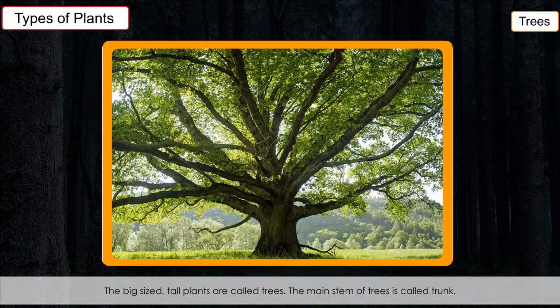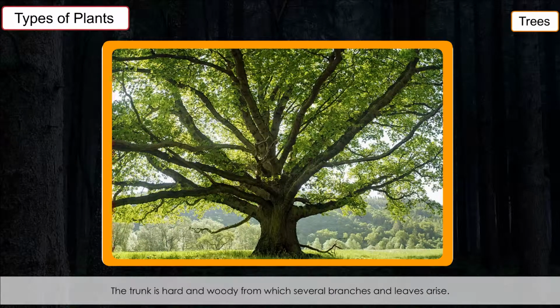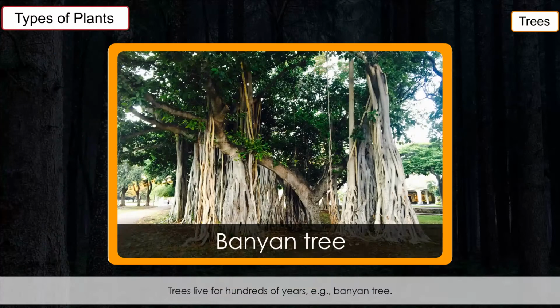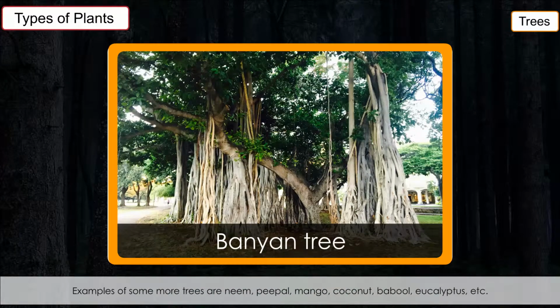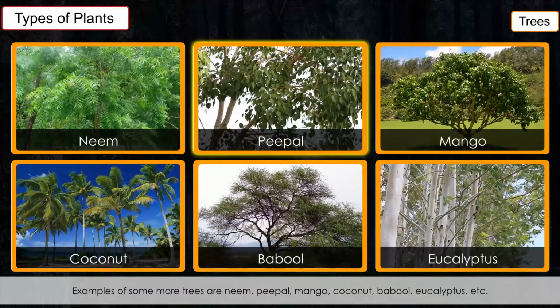Trees. The big-sized, tall plants are called trees. The main stem of the trees is called the trunk. The trunk is hard and woody, from which several branches and leaves arise. Trees live for hundreds of years. Example, banyan tree. Examples of some more trees are neem, peepal, mango, coconut, babool, eucalyptus, etc.